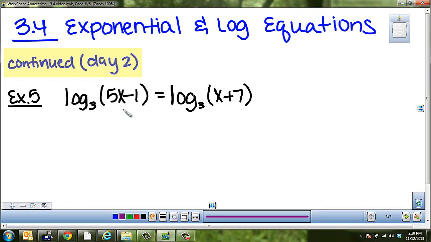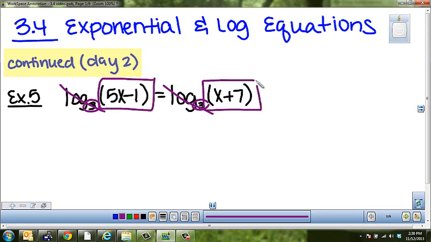When you have two log expressions set equal to each other with matching bases, essentially what you can do is just cancel these out and set what you are taking the log of equal and solve from there. So we can say 5x minus 1 equals x plus 7. And then this becomes a basic algebra problem.